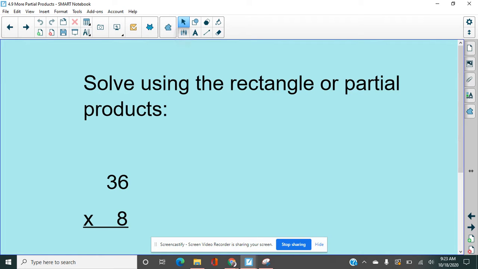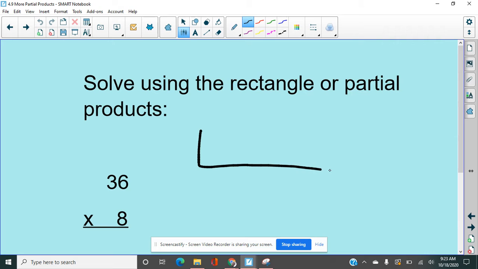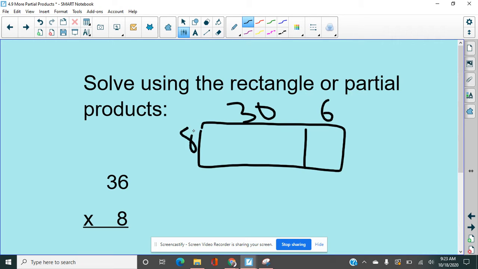Remember, it doesn't really matter what you can type into your phone or a calculator, because we want to be able to do these ourselves. I'm going to use the rectangle method because that's going to be my focus today. 36 is 30 and 6, times 8. 3 times 8, let's see, jingle bells, right? 3, 6, 9, 12, 15, 18, 21, 24. There it is. Put the 0 on that I got rid of.